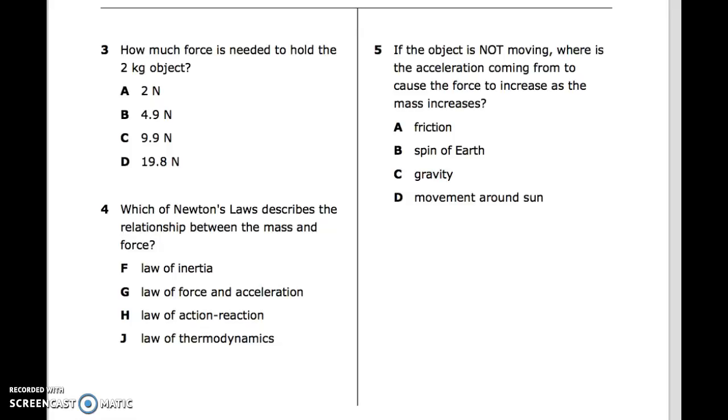Number 5. If the object is not moving, where is the acceleration coming from to cause the force to increase as the mass increases? A. Friction, B. Spin of Earth, C. Gravity, D. Movement around sun.